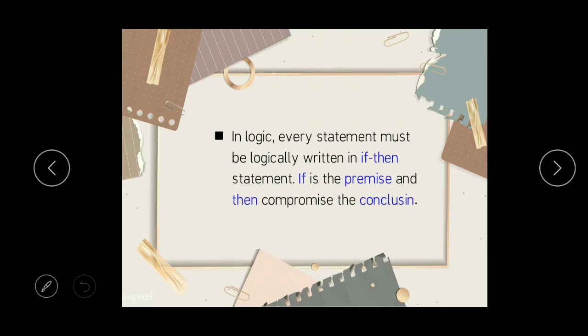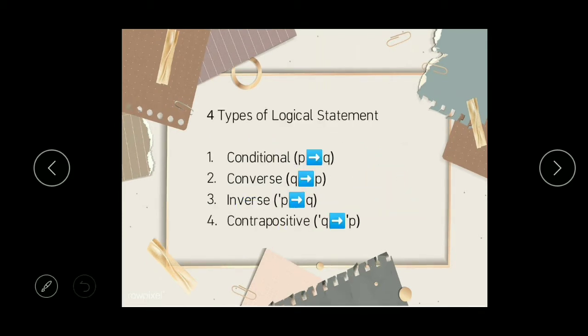In logic, every statement must be logically written in if-then form. Our if is the premise and our then is our conclusion. There are four types of logical statements in logic. What are they? Number one is conditional, two is converse, three is inverse, and the fourth type is the contrapositive.